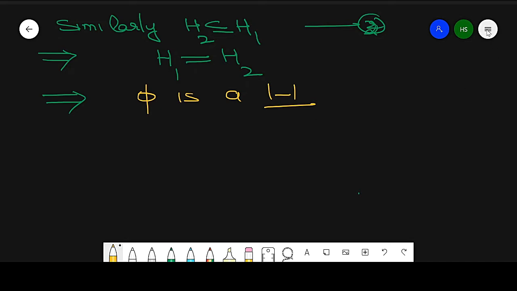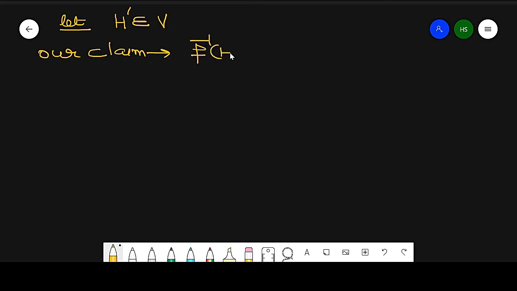Now to prove the onto, I take one element h dash which belongs to V. My aim is that its pre-image, f inverse h dash, is a subgroup of G containing N. So simply our claim is f inverse h dash belongs to U. This is to prove the onto. So what is U? U is a subgroup of G containing N.